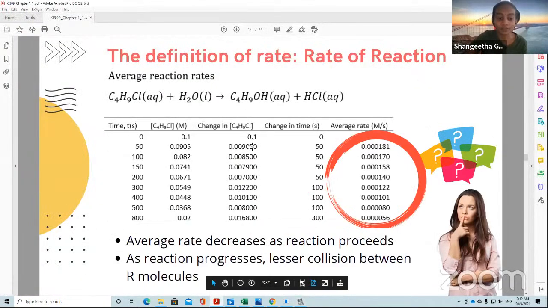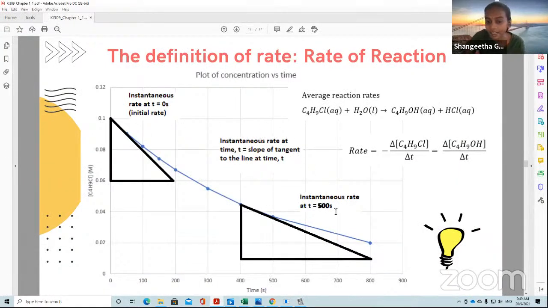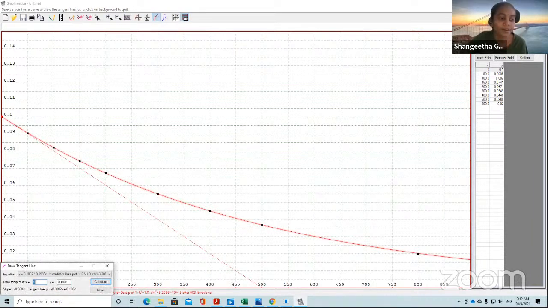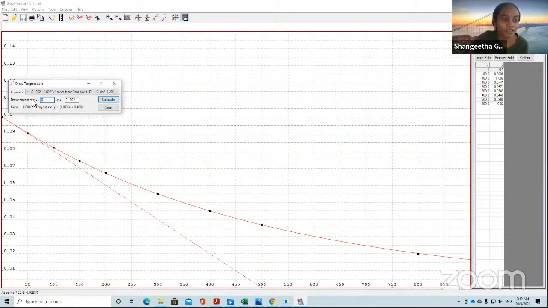Next, from the question, we want to find initial rate and instantaneous rate at 500. This is where your Graphmatica becomes very useful, because you can draw a tangent and you can click which point you want your tangent to be. Let's say I want it at zero to find my initial rate, which is the tangent at zero. You can see in this box, it can already give you the slope for the tangent line. So you don't really have to calculate anything. That is one good thing about using this, because you can automatically get the slope.